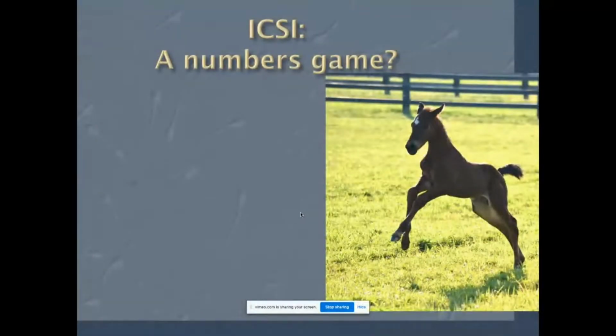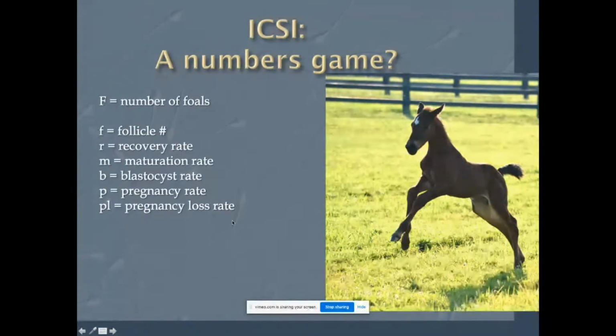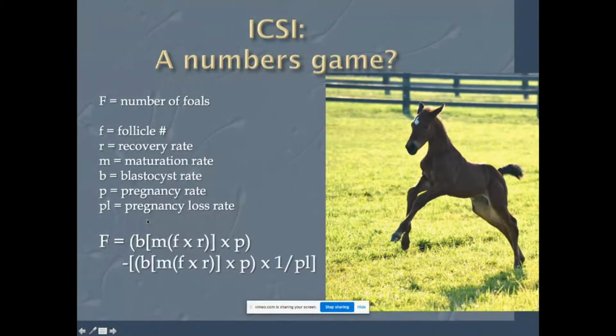So several years ago, I had a client bring a mare in from Texas, and he said, I've got this ICSI thing figured out. It's just all a numbers game. And I said, what do you mean? And so he kind of told me. He had it all figured out. If you took the number of follicles and your recovery rate and the maturation rate and blastocyst rate, put them all together in a formula, you knew what you were going to get.